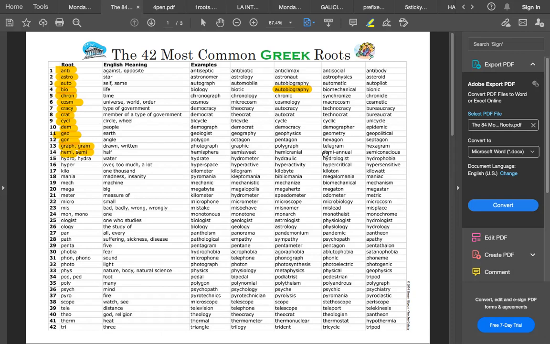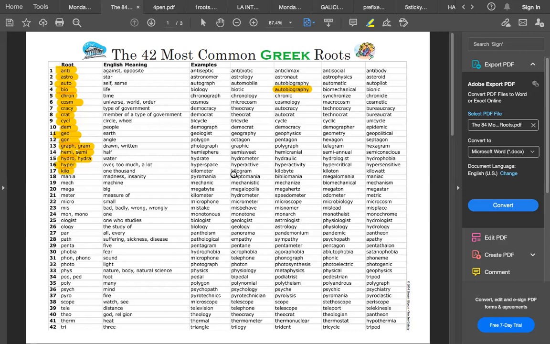Hemicranial, okay? Semi-annual, something that happens a couple times a year. Hydra, that means water, okay? Hydrate, hydrometer, something that measures water. Hydraulic, hydrologist. Hyper means too much, okay, or over. So hyperspace, hyperactive, hyperactivity.